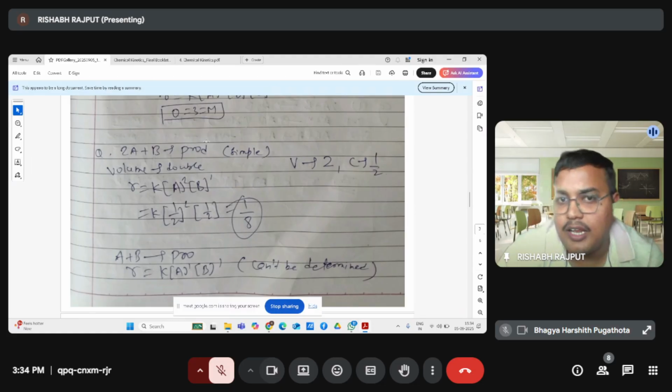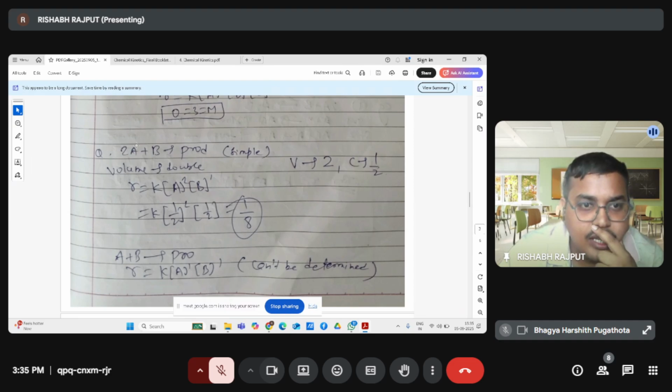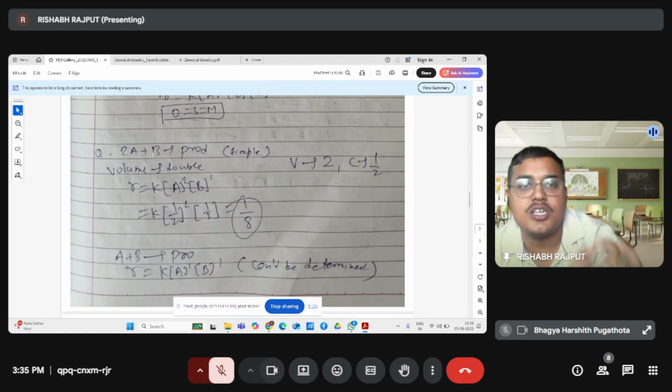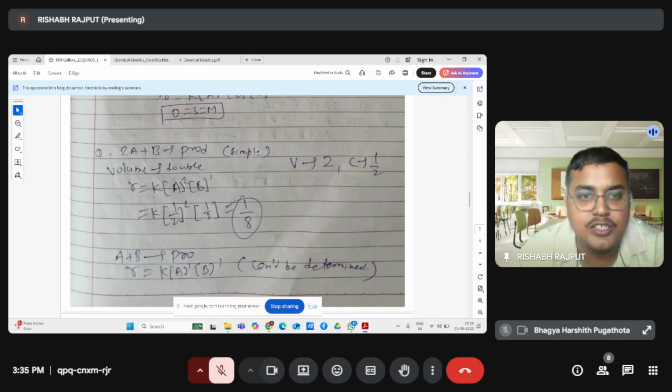Why? Because I already told you that in a simple reaction, your stoichiometric coefficient and your order value for each reactant are the same. You can see here the stoichiometric coefficient is 2, and in the rate law the power of A is also 2, and B is also 1 here and also 1 here. Your stoichiometric coefficient and your order value for each reactant are the same for a simple reaction.